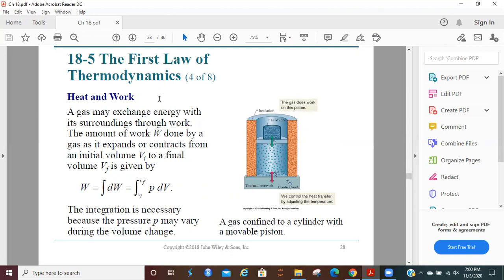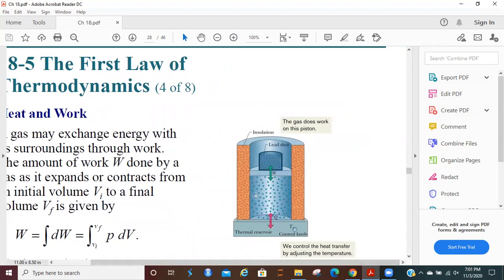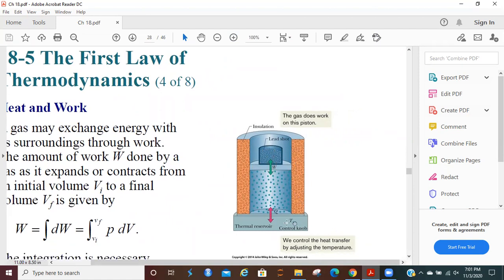So, for instance, here, let's go in here. We've got a thermal reservoir. We've got our insulation. We've got some lead shot here that is weighing on this piston. And we've got a temperature here. So if we turn the temperature up, we're giving the molecules in here more energy, and that can work to raise this lead shot. That is considered to be doing work.